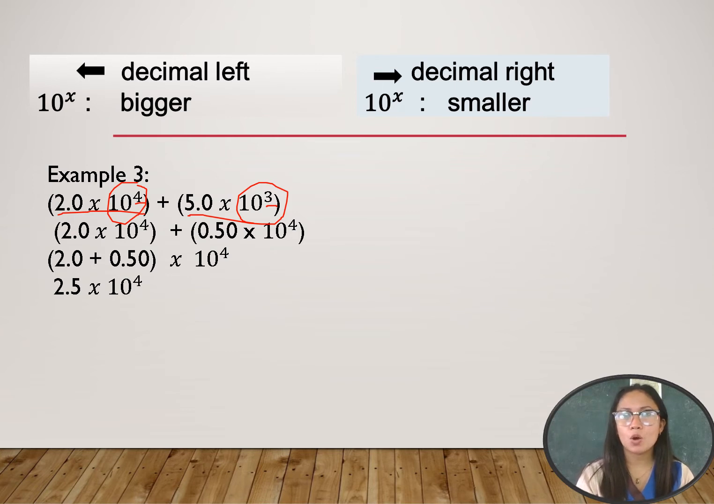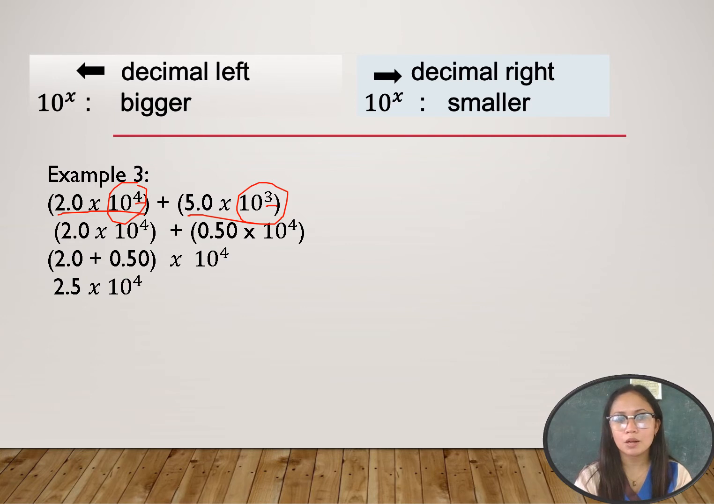Remember that when we move the decimal point to the left or to the right, that will change the exponent of our second factor, which is 10. So our target here could be to change this 10 to the power of 4 to 10 to the power of 3 to make it similar, or we can change 10 to the power of 3 to 10 to the power of 4 to make it similar.